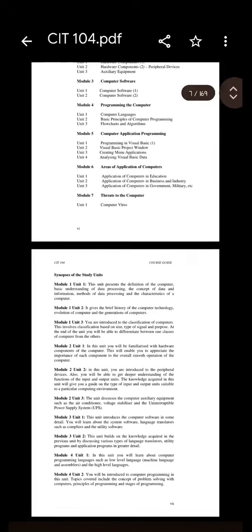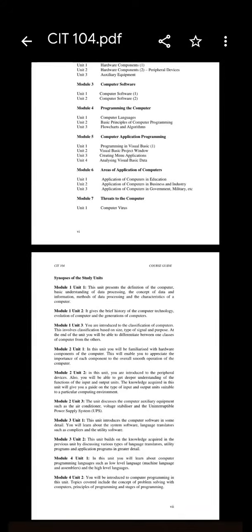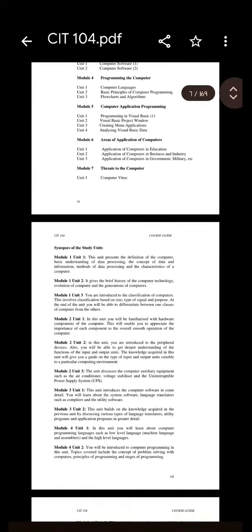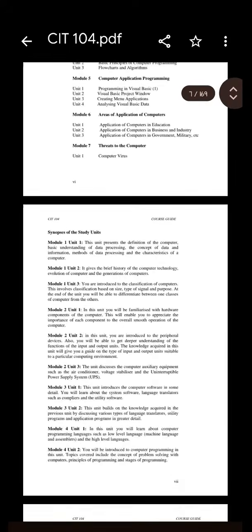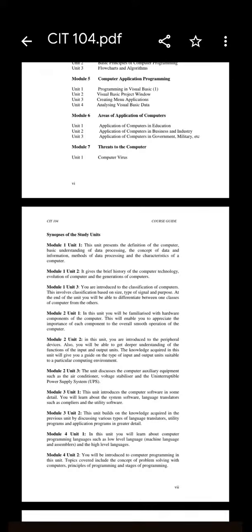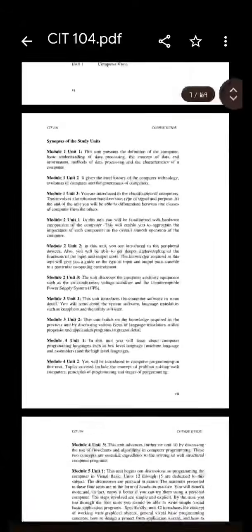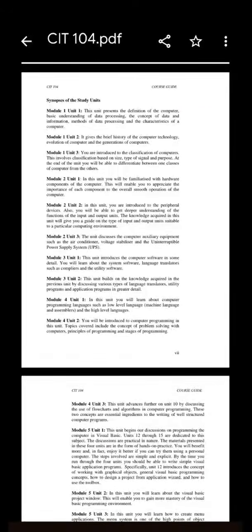So here is a run-through of the set of units. Module 1, Unit 1. The unit presents the definition of a computer, a basic understanding of data processing, the concept of data and information, methods of data processing, and characteristics of a computer. So we are about to start. We are going to explain it in layman's terms, in a very understandable way, because I know that some of us might not be able to attend the class.